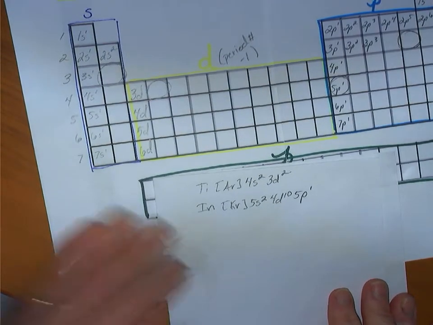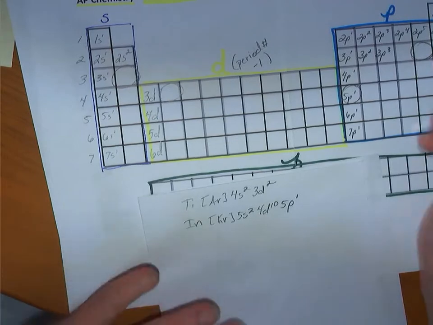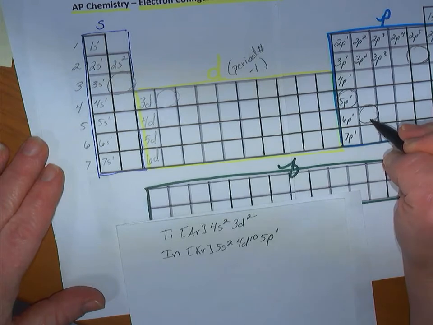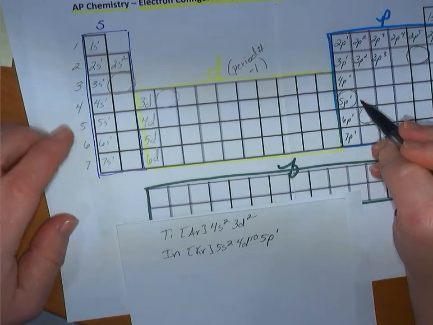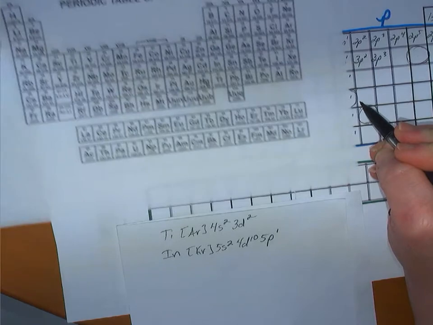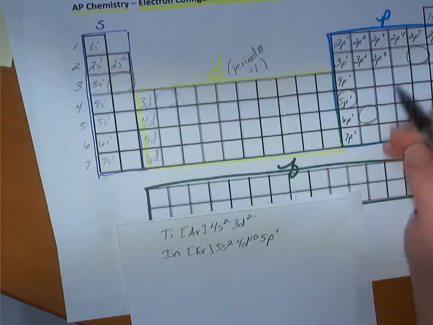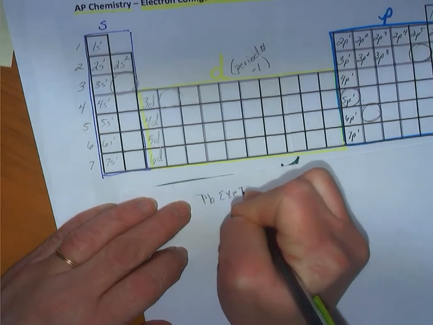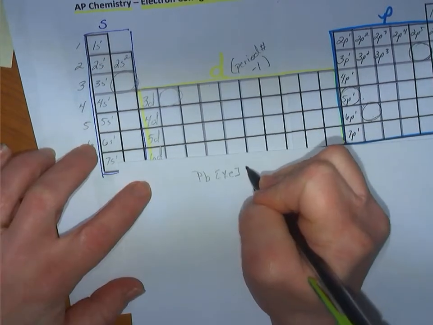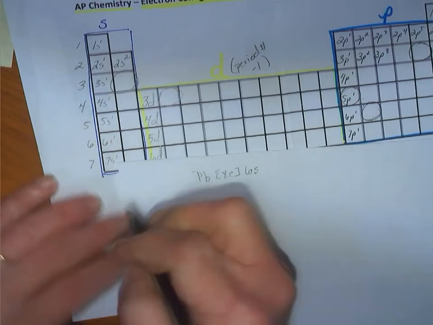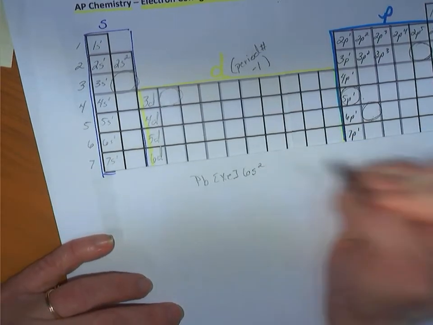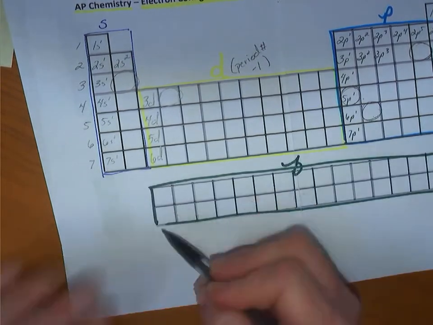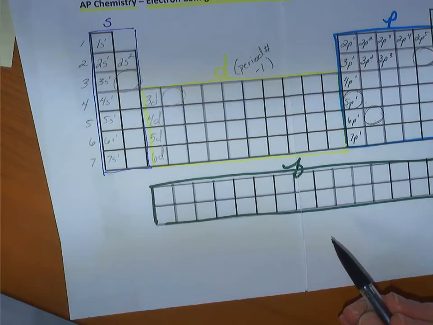All right. Let's give another one a try. How about lead? So lead is here. All right, so I would go to the noble gas that's in the fifth period, which is xenon. Okay, and then I begin working through 6s, and I'll need both of those. Okay, but ladies and gentlemen, what about the F block? Where do those come in?